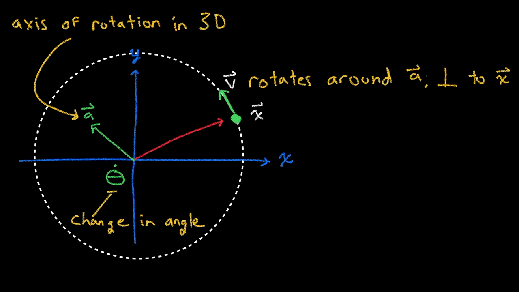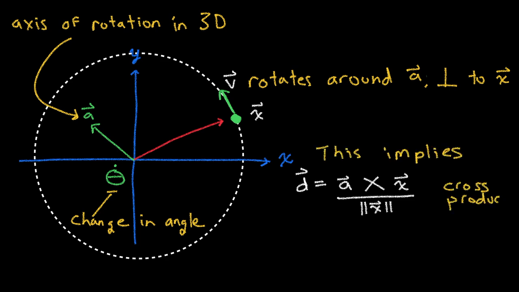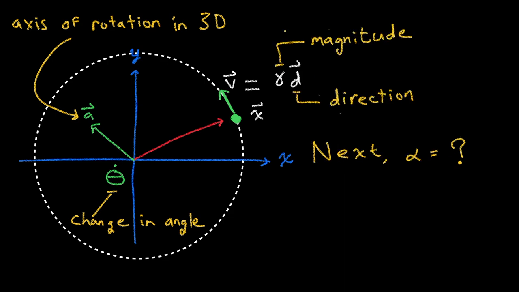So we need to find some vector d which is mutually orthogonal to both a and x. And of course we can do this by using the cross product. And here we have to normalize our cross product by the magnitude of the position vector x in order to ensure that it has unit magnitude, which makes it a true direction vector. So that gives us our direction d, and now we need to figure out what our magnitude alpha is.